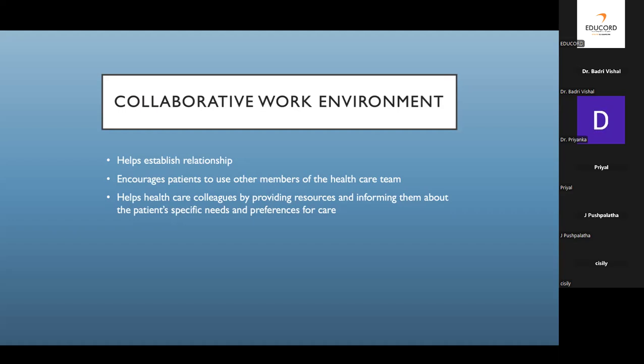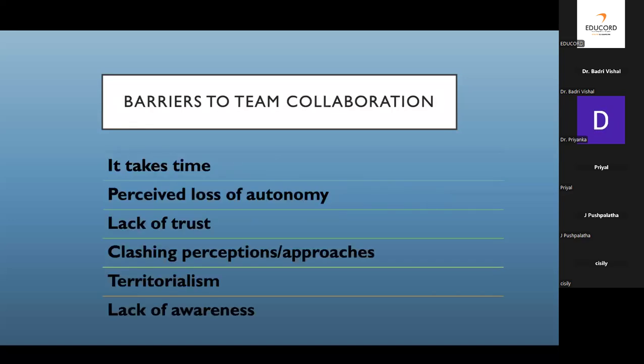Now, this is a free hand that every therapist would like to have in their life. And once they get this free hand, they will always try to manage that patient within the window that the doctor has given to us, and give the best management to the patient. Help the healthcare colleague by providing them resource and information. Okay, so this is done for the patient care. So if we have a collaborative work environment, all these things can be done with ease.